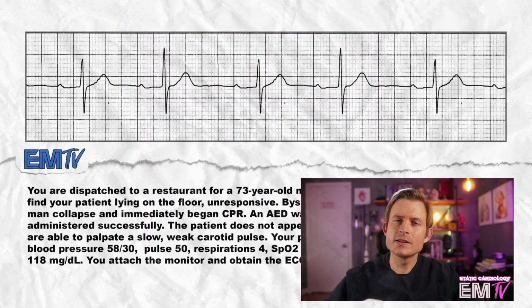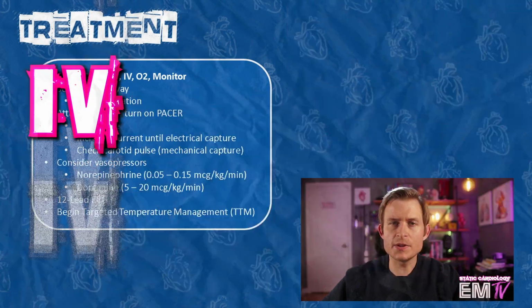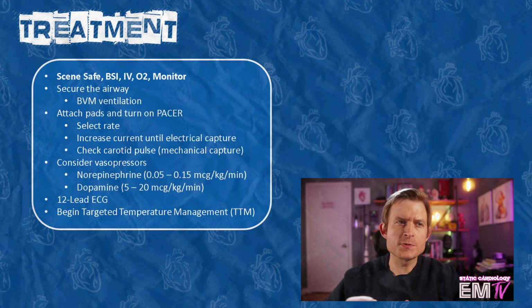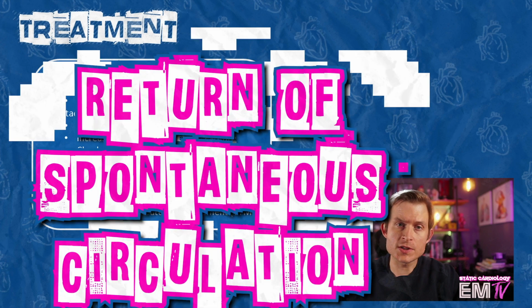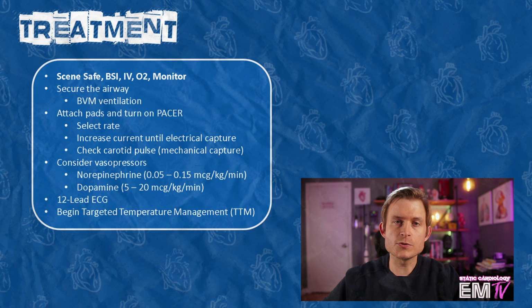Now, let's go ahead and move on to the treatment. Just like with all my other cards, I'll begin treatment by regurgitating the mantra, Scene Safe, BSI, IV, O2, Monitor. Now, this patient is in a unique situation. He was in cardiac arrest, but he's achieved ROSC, or Return of Spontaneous Circulation. Treatment for a patient who's obtained ROSC will involve optimizing and stabilizing the ABCs, getting a 12-lead ECG, and then, depending on mental status, therapeutic hypothermia or targeted temperature management.